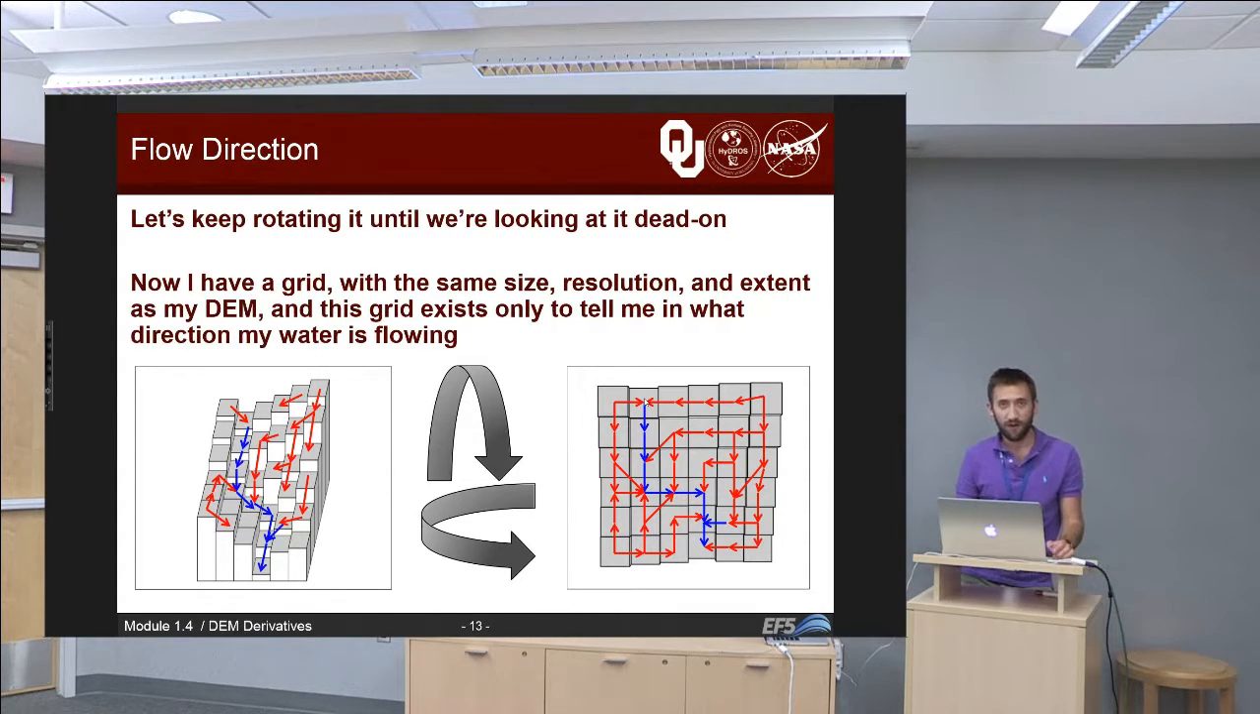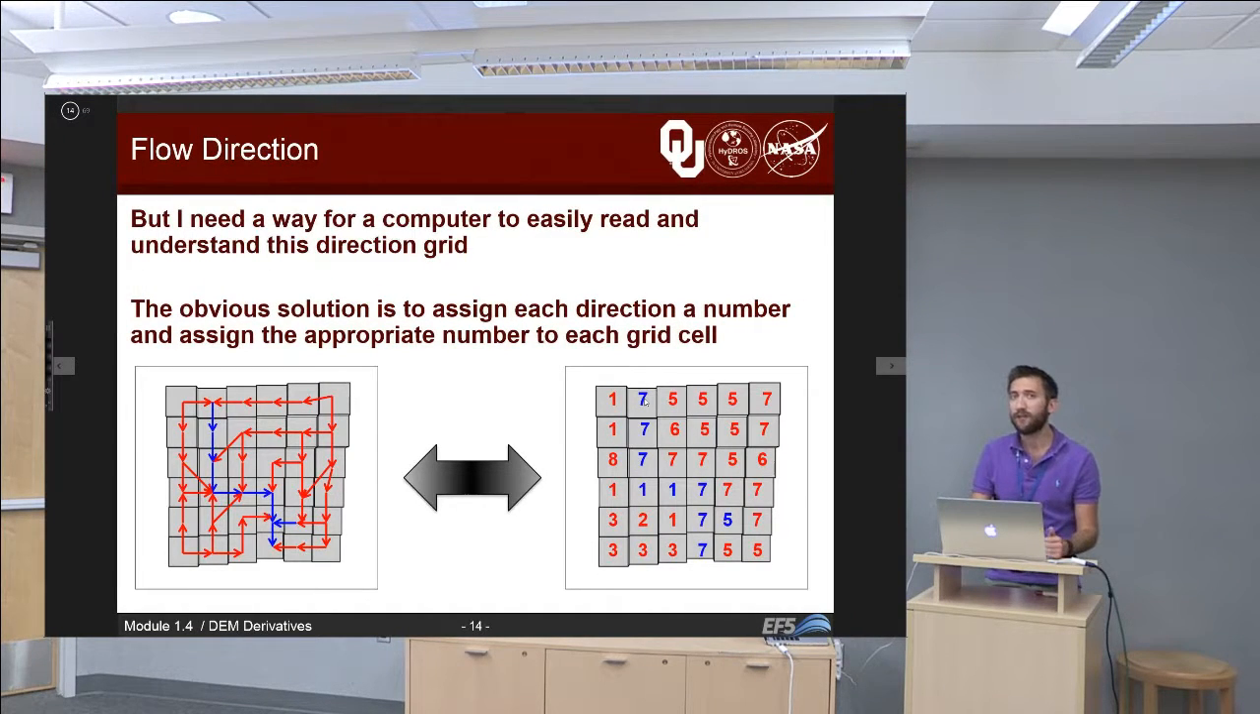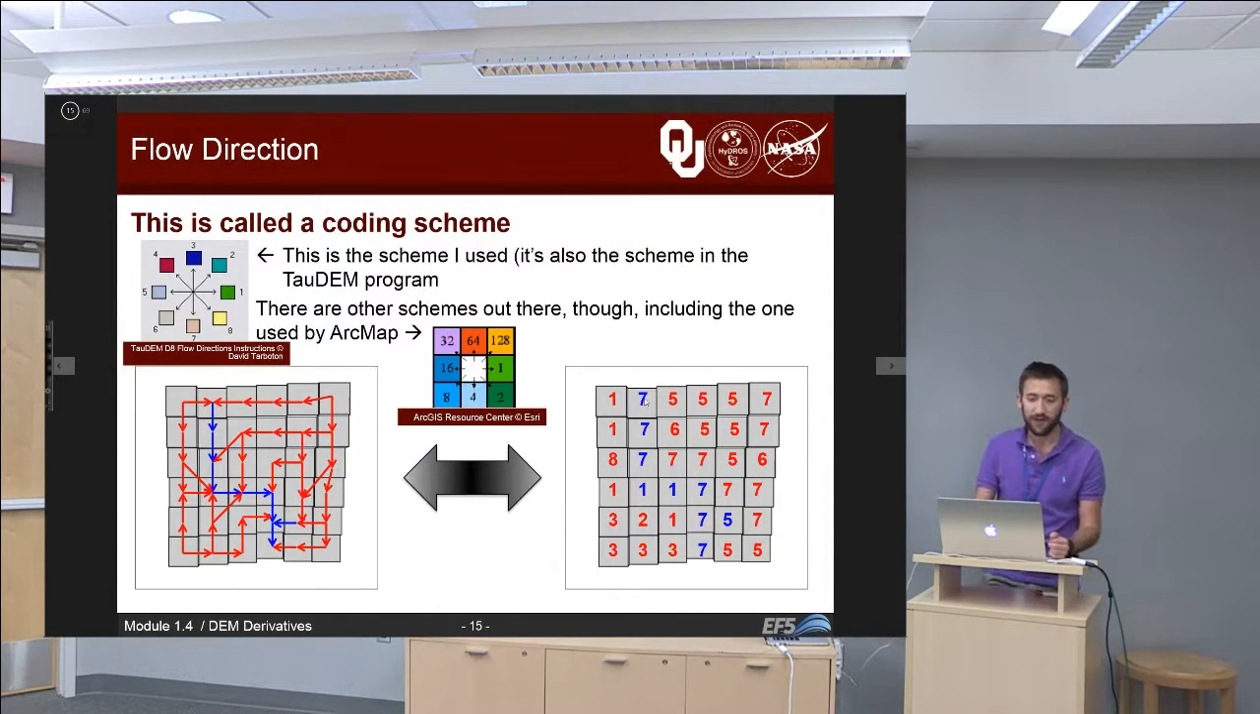But now those arrows, we can see them from head on. We can see them directly. And this grid exists to tell me now in what direction water is flowing across my domain. But a computer can't necessarily understand those arrows in a very easy way. So instead, computers like numbers, and so we're going to assign a number to each cell within that domain. And this is called a coding scheme. There's different ways to do this. The scheme I use is basically the 1 through 8 scheme, or the D8 flow direction scheme.